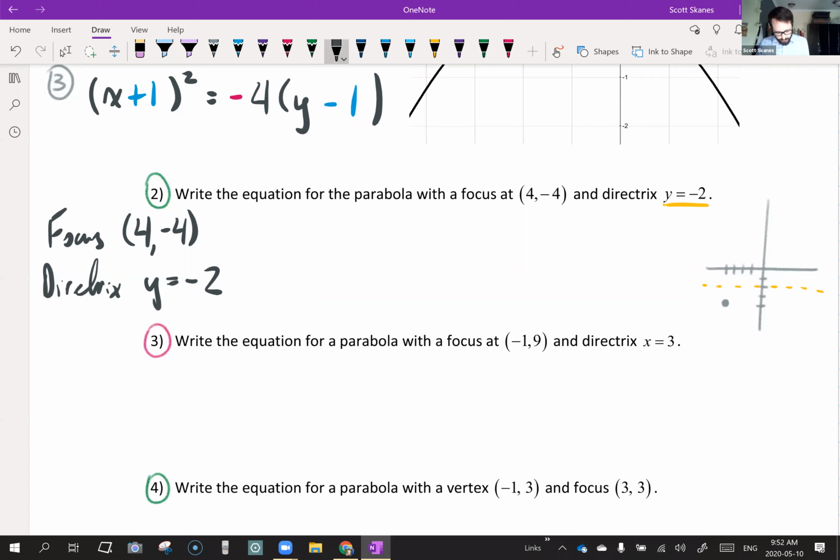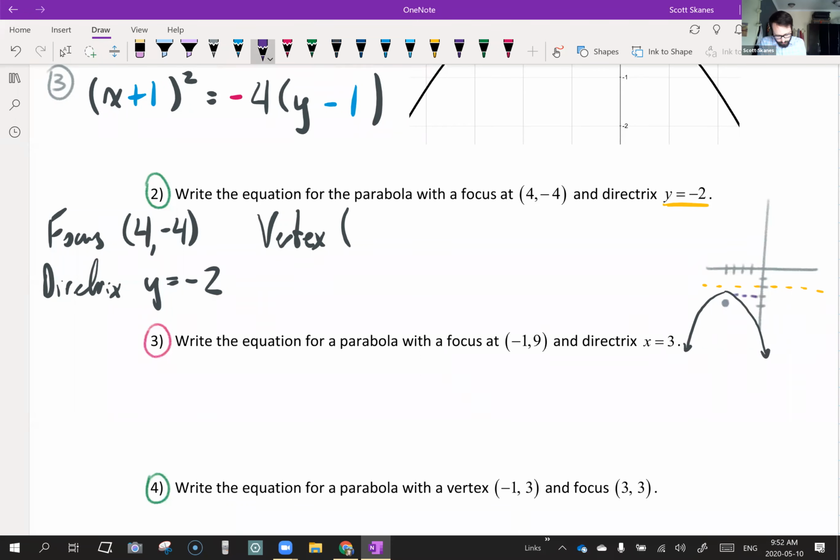So my vertex must be right here, and it must open down because of the way that the geometry works. The focus is inside the parabola. The directrix is on the other side. So I should be able to get the vertex just straight from my graph. You can see that.